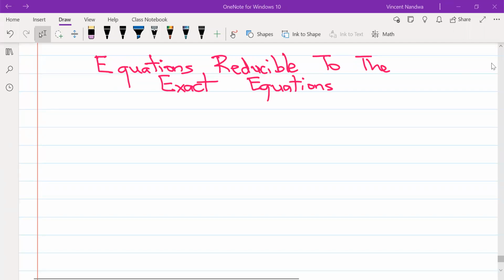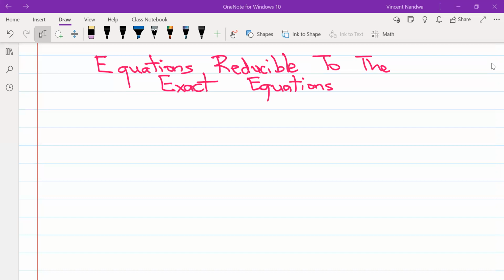So we are going to discuss questions which can be reduced to exact differential equations. Sometimes a differential equation which is not exact may become exact on multiplication by a suitable function, the so-called integrating factor. So we'll discuss a few examples of differential equations which are not exact but can be transformed into exact form by suitable integrating factors.